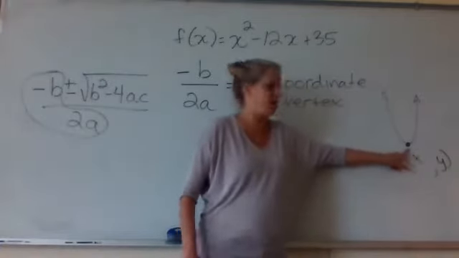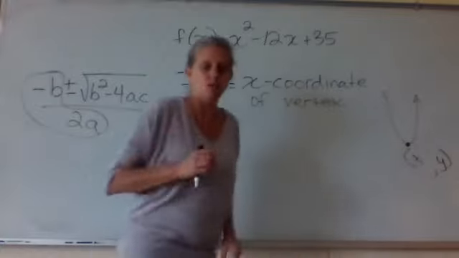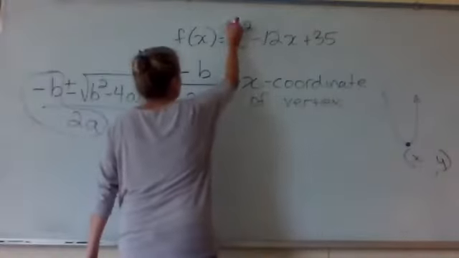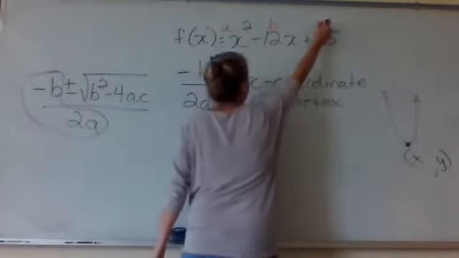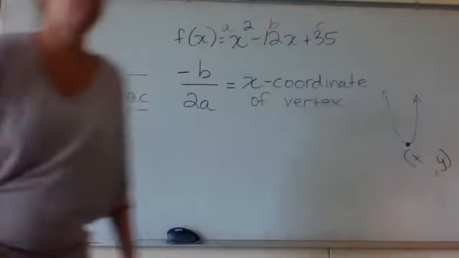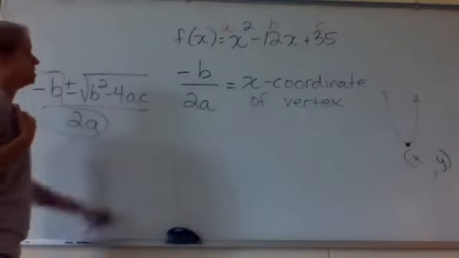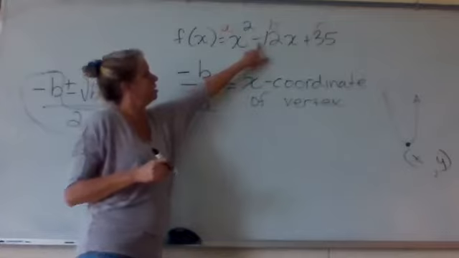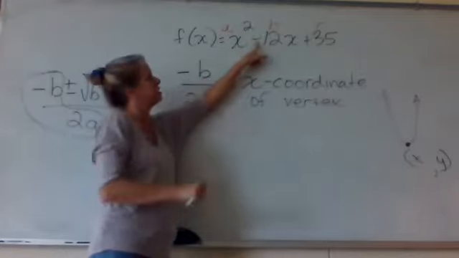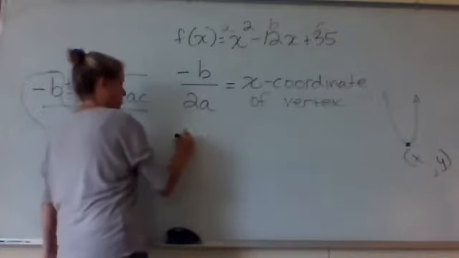this vertex would be. So remember where your a, b, and c are. A is the number in front of x squared, b is the number in front of x, and c is your constant. So let's see. Here's my b, but I need the opposite of it. So the opposite of this b would be positive 12.